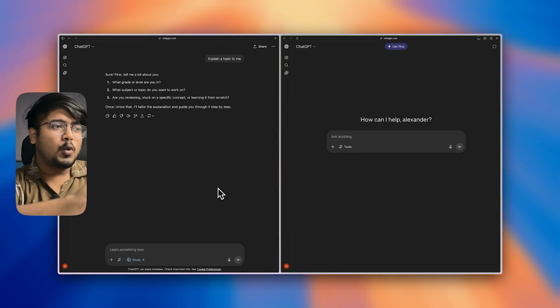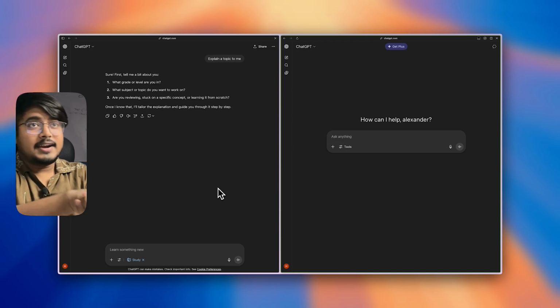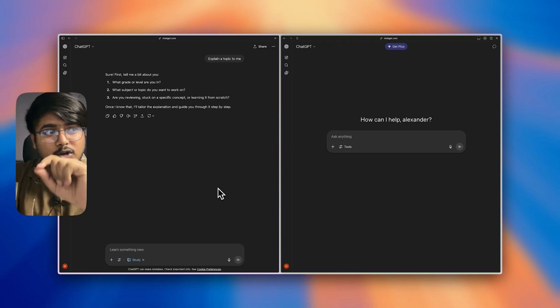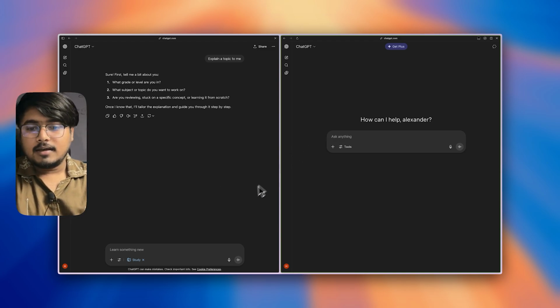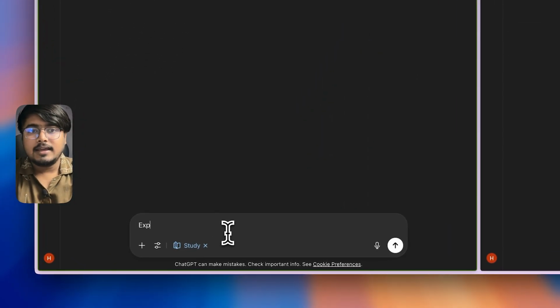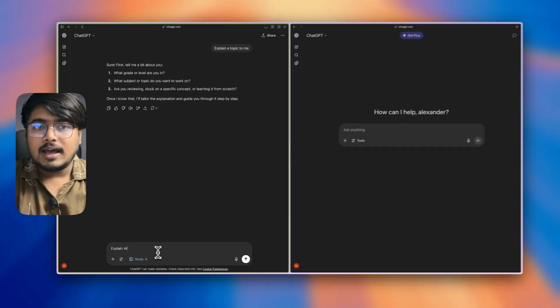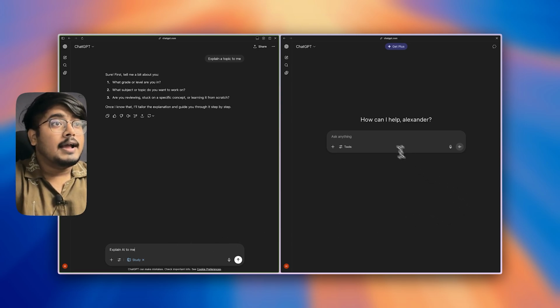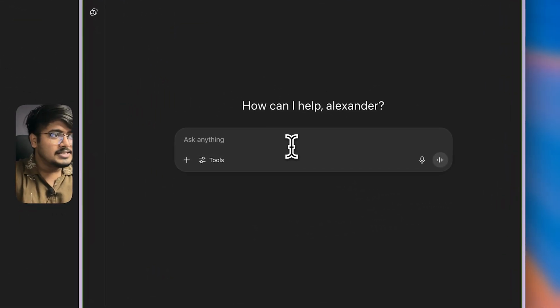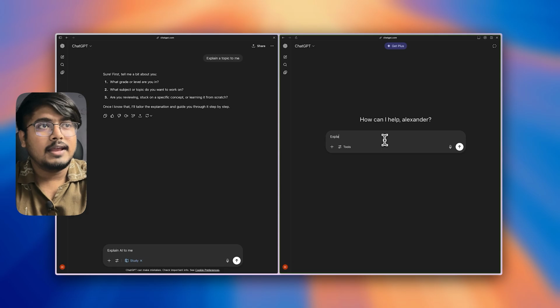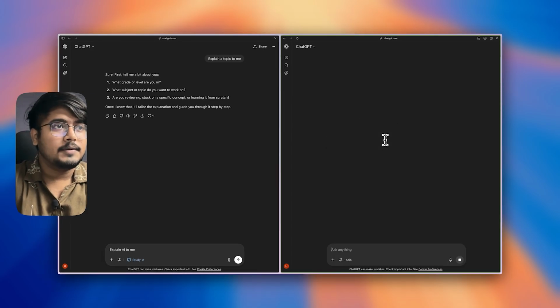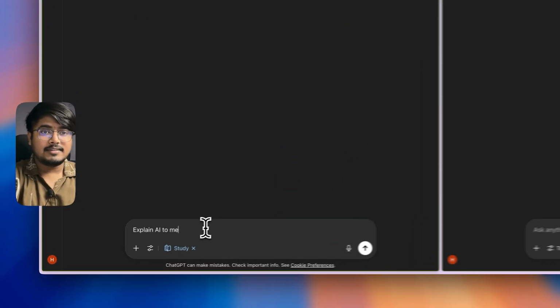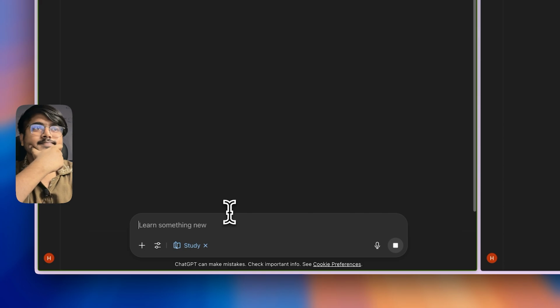Now, I have used one normal ChatGPT prompt, that is explain a topic to me, but I'm going to tweak it into explain AI to me. I want just an explanation. I will ask normal ChatGPT to explain AI to me. I asked it here, and I will ask in study mode as well.